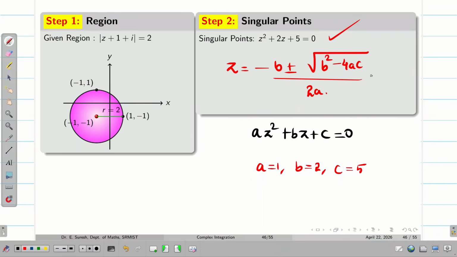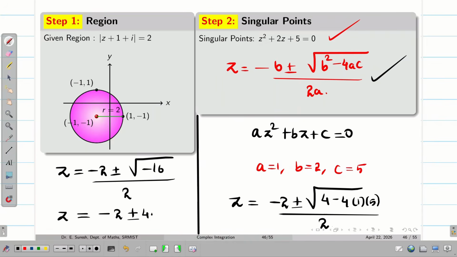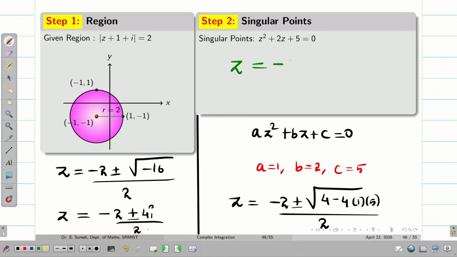Now substituting the values here, we get z is equal to minus 2 plus or minus square root of (b square is 4, minus 4 into 1 into 5) divided by 2. Simplifying this further, we get minus 2 plus or minus square root of (4 minus 20, that is minus 16) divided by 2. So z is equal to minus 2 plus or minus square root of minus 16, which is 4i, divided by 2. Therefore, my z is minus 1 plus or minus 2i.